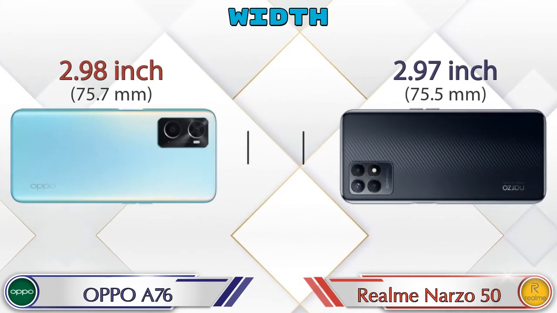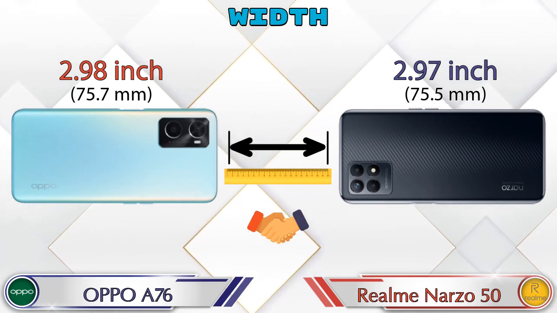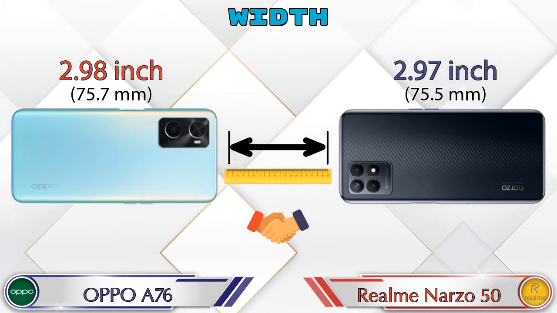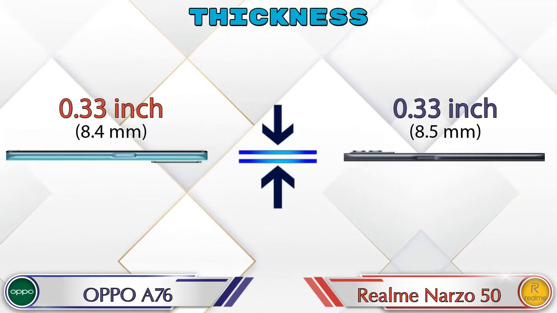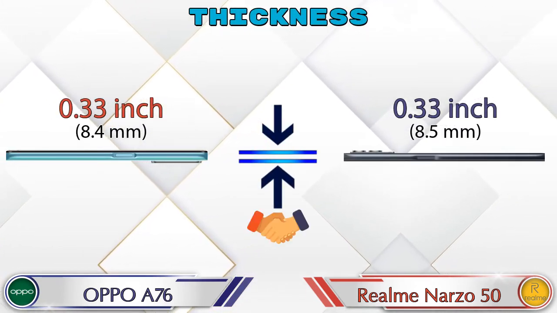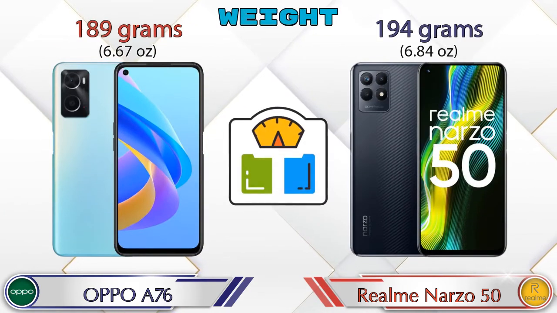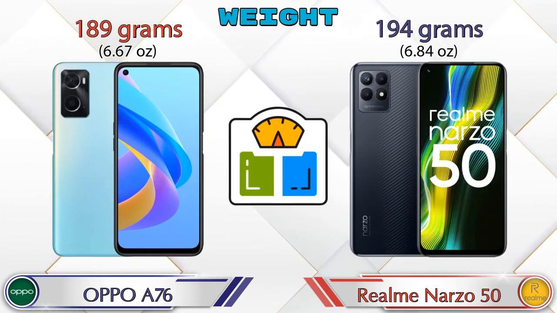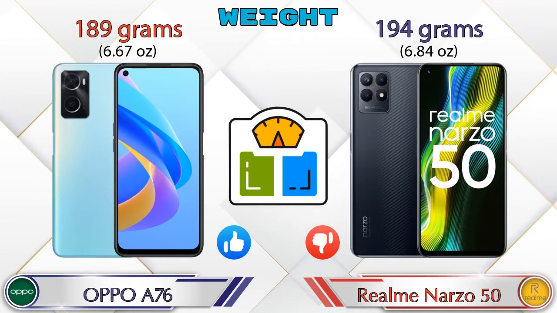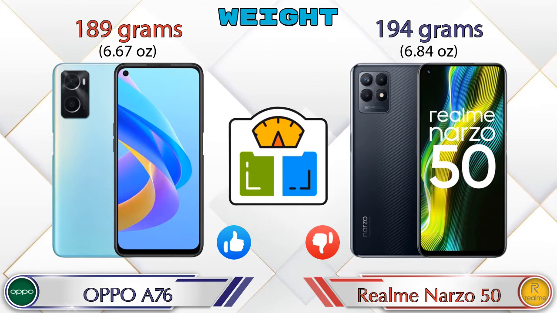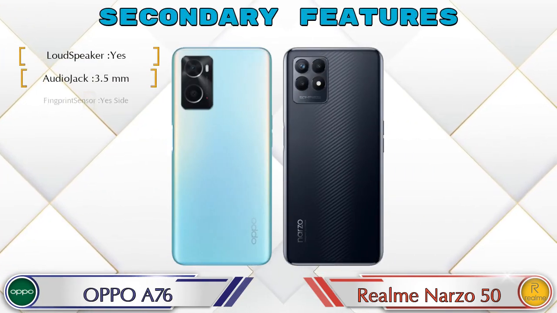Width: the A76 is 2.98 inches and the Narzo 50 is 2.97 inches, which are almost the same. If we talk about thickness, both phones have the same 0.33 inch thickness. Now let's talk about weight: the A76 is 189 grams and the Narzo 50 is 194 grams, which is heavier than the A76. Let's see the secondary features of both phones.